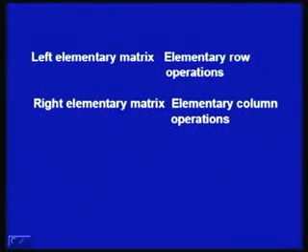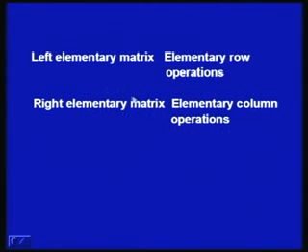Elementary column operations are the same operations, but they are applied to columns. The operations are: two columns are interchanged, one column is multiplied by a constant, or, the third type, one column is multiplied by a constant and added into another column. So we will have three types of elementary column operations, and these are again equivalent to the column operations applied on the identity matrix.